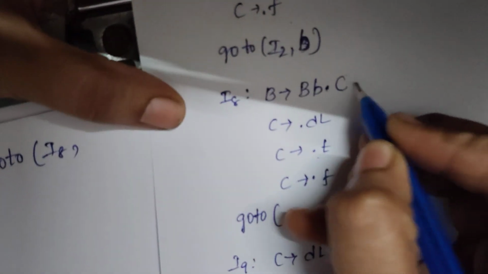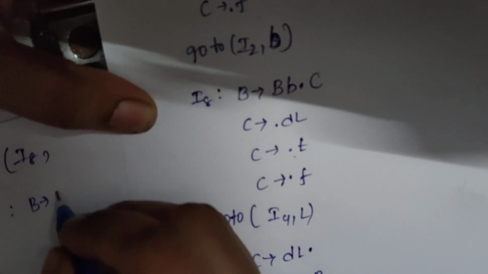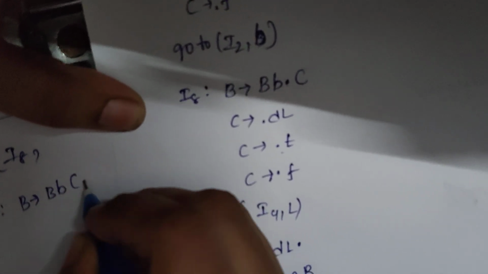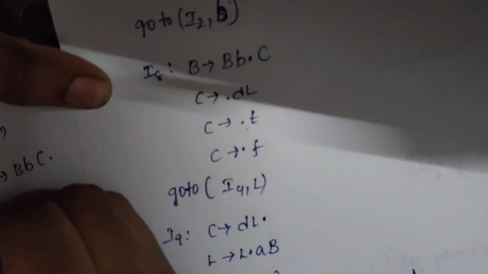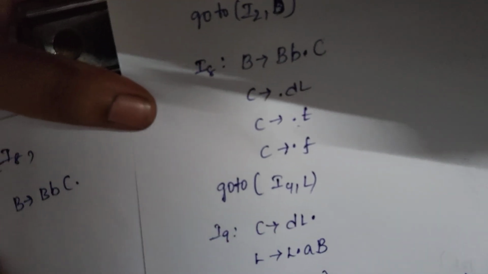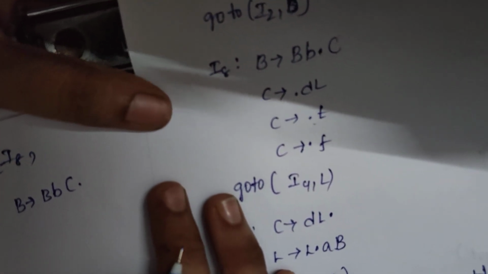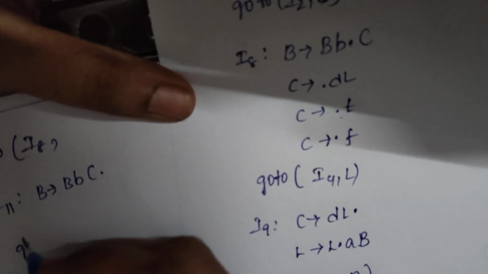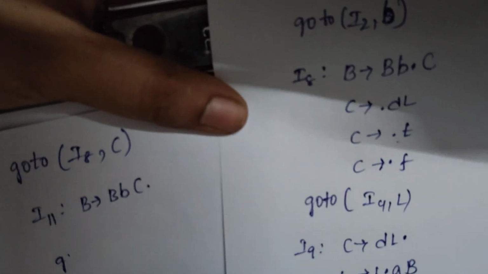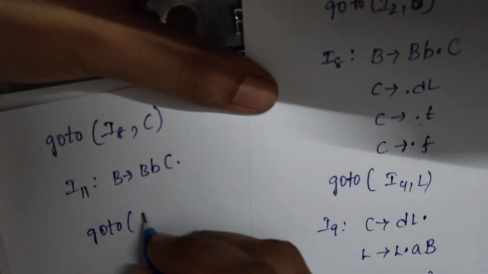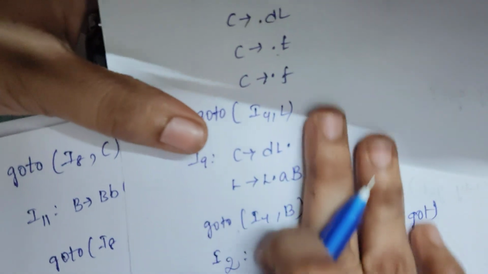So go to I8. This is all the I8 projection. This dot is shifted here. So I B produces B C dot. Okay. This is the new prediction, right? So 11th. Writing as 11. So next go to C, right? Go to I8 comma C. Next go to I8 comma C completed.